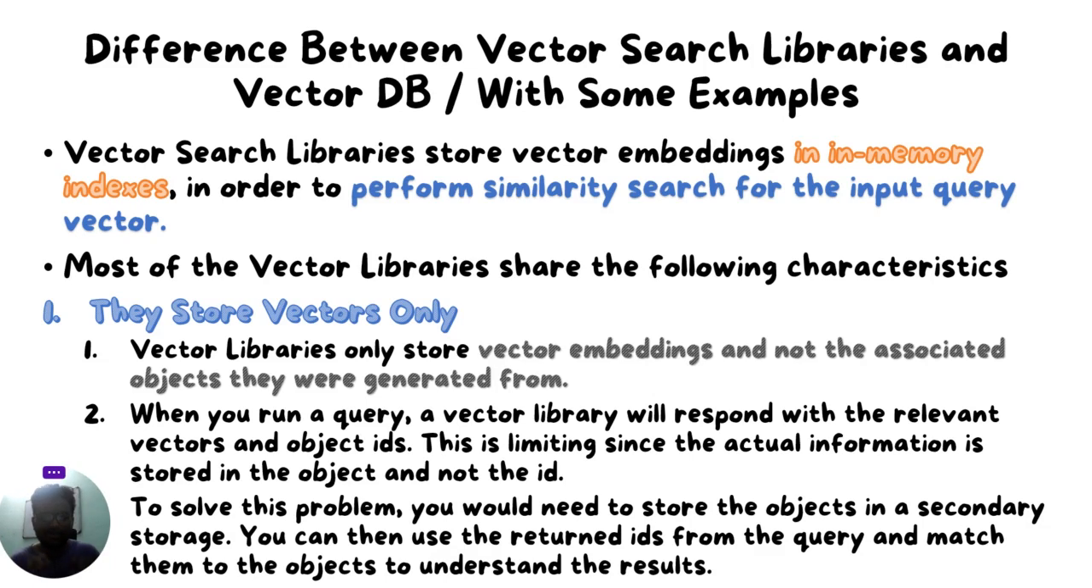So to solve this problem, you are supposed to store the objects in a secondary storage, so that you can then use the returned ID from the query and match it to the objects to understand the result. That's what we're going to do in the hands-on part, where we return the index and match it with the secondary storage we already have, so that we find the index from the array. That's why we can say vector libraries store vectors only.